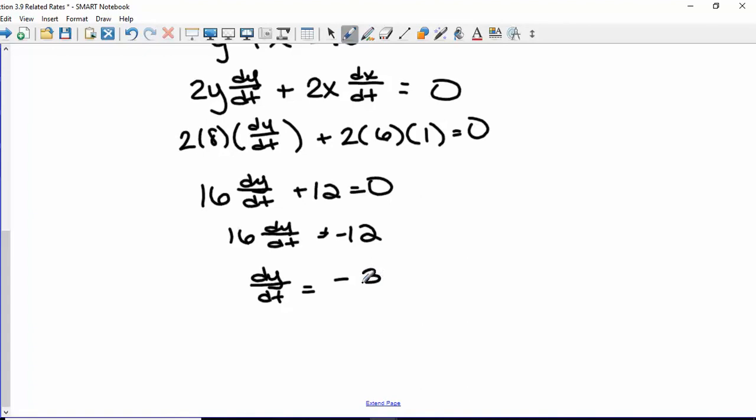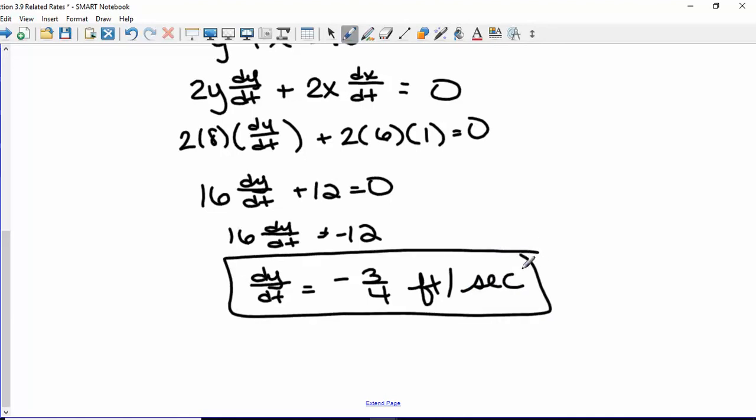So if we divide, we get a negative 3/4. Why would this be a negative? Coming down the wall. Units. What's my y measured in? Feet. Per, what was time measured in? Seconds. So that top of the ladder is sliding down 3/4 of a foot per second.